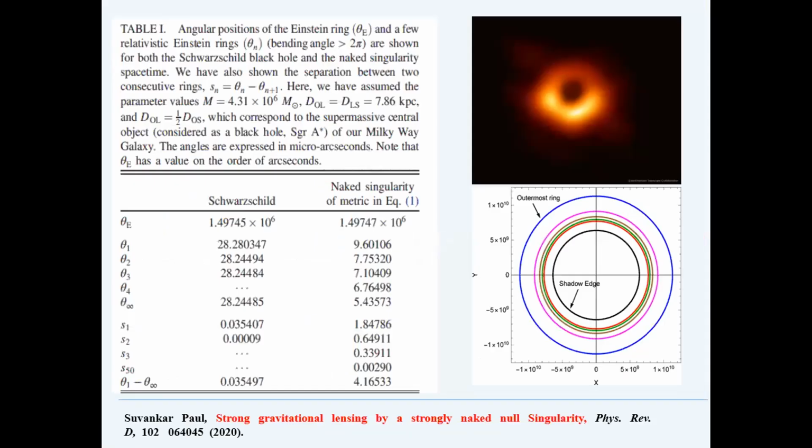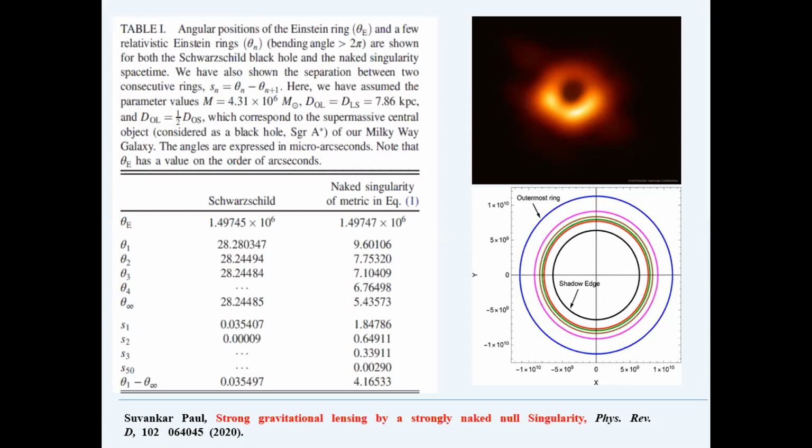So in this table, the angular position of the Einstein ring, theta e, and a few relativistic Einstein rings, theta n, are shown for both cases, the Schwarzschild and null singularity spacetimes, and also shown is the separation between two consecutive rings. In this table, all the numerical calculations are for Sagittarius A star. Actually, we may see the relativistic subrings, but not exactly the photon sphere.